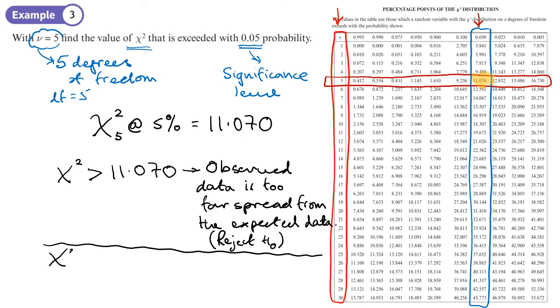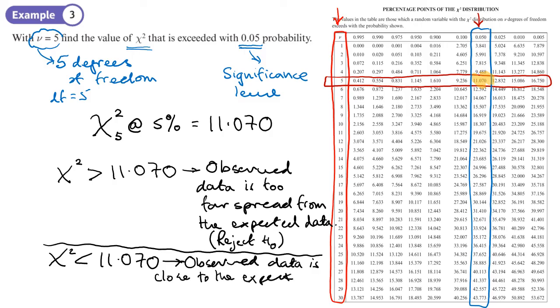But if x squared is less than this 11.070, so this is like a cutoff point, which basically means that our observed data is close to the expected data, then we would accept H0. So this is how we use this table. It's going to help us decide when to accept and reject H0 based on the value of x squared that we've calculated.